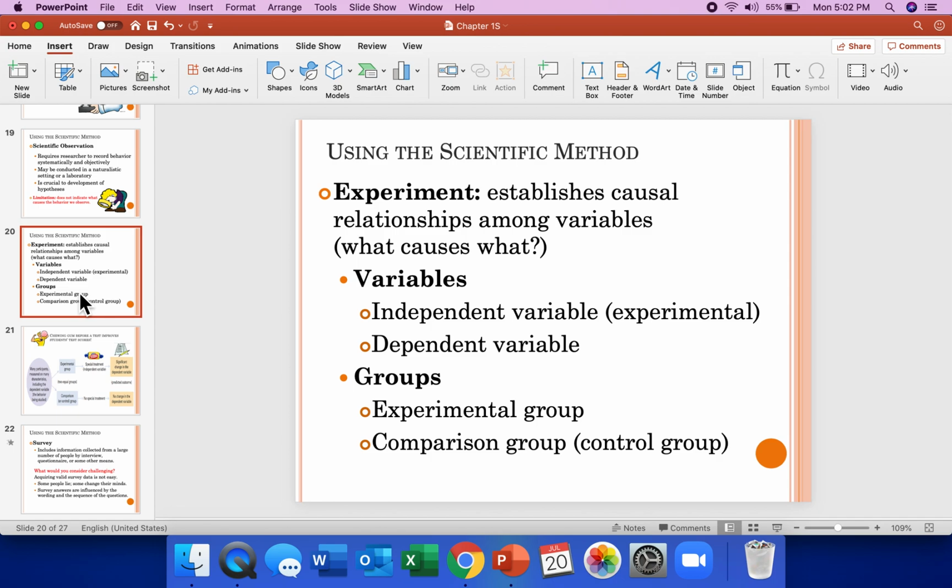So there's usually two types of variables: the independent variable, which is the experimental one, the one that I can manipulate, and the dependent variable, the one that changes based on whatever I do with the independent variable. And there's usually an experimental group and a comparison group or a control group.